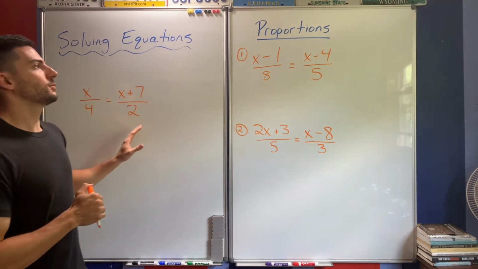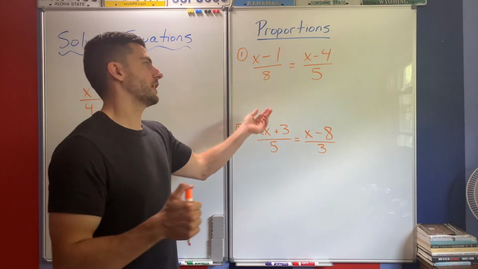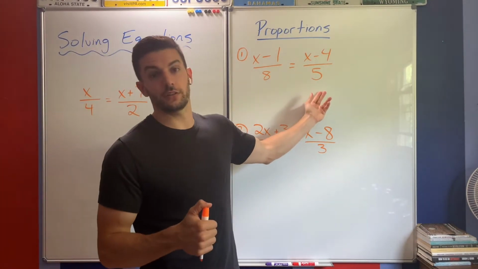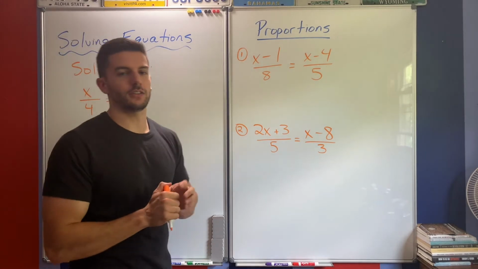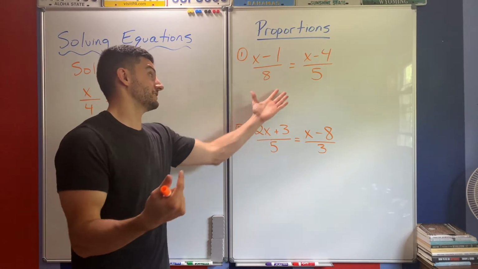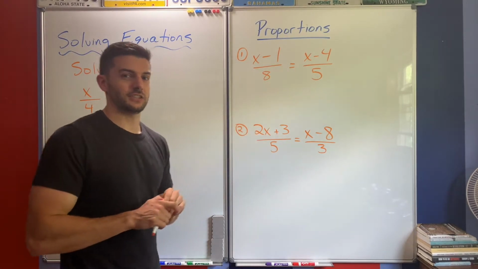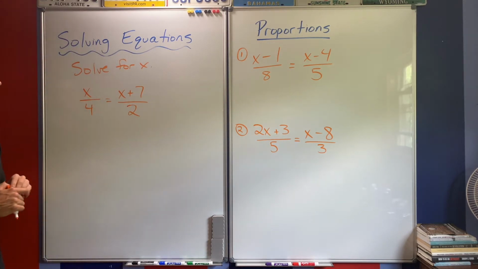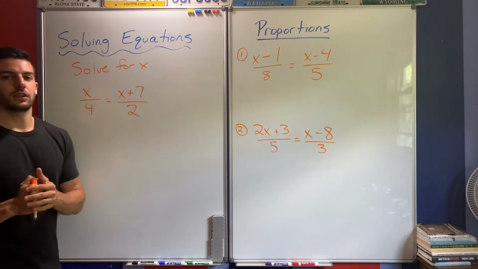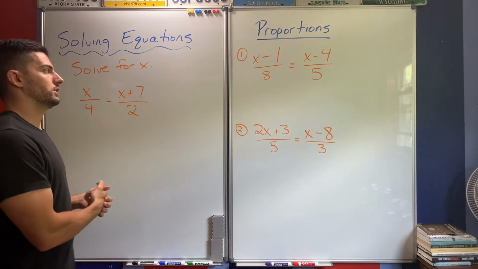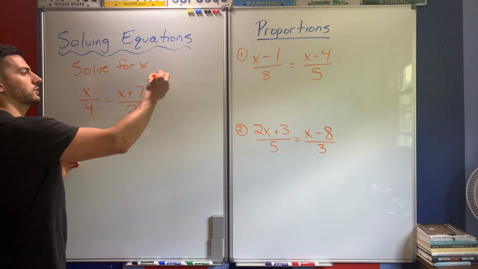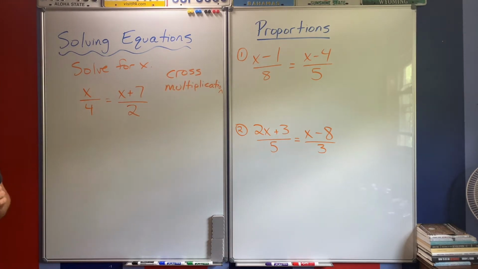Okay, so proportions. A proportion is when you have a fraction set equal to another fraction. The tricky part with this is so many kids don't know where to start, right? These are kind of ugly at the start, right? Nobody likes to deal with fractions. But there's a strategy that we use to solve these, and that's called cross multiplication. Okay.